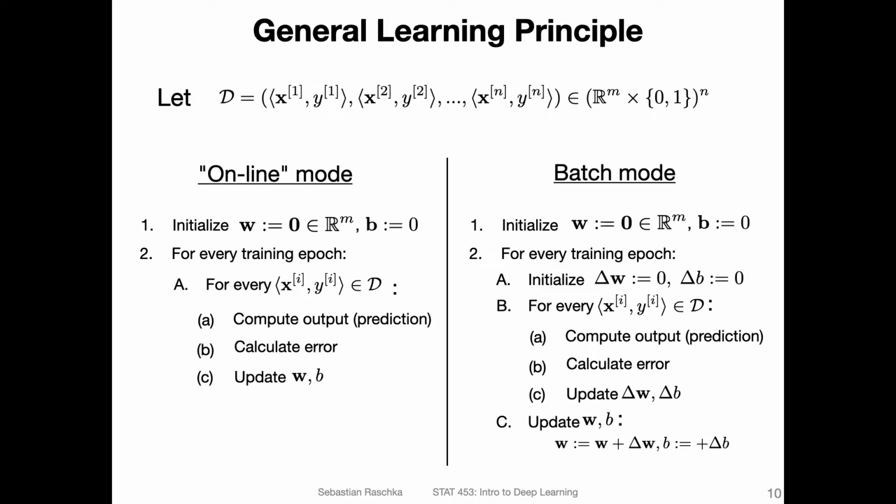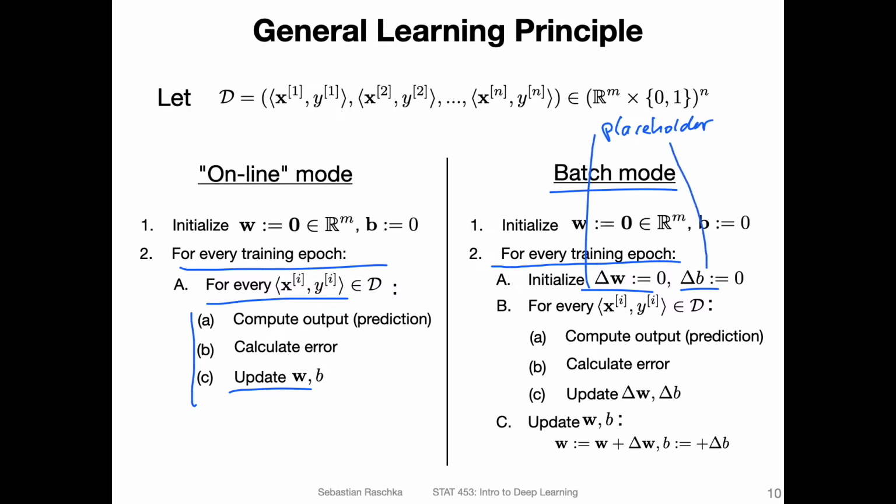So again, let's take a look at the online mode on the left-hand side. For each training epoch, we go over the data points, and then you can see here inside, after each data point we update. On the right-hand side I have the batch mode. It's a little bit different. We still have a for loop over the training epochs. However, the difference now is that we initialize this placeholder here. I call it delta for change. So this is some placeholder which I have for the weights and for the bias. This is also a placeholder. And then, like on the left-hand side, I'm iterating through the data points.